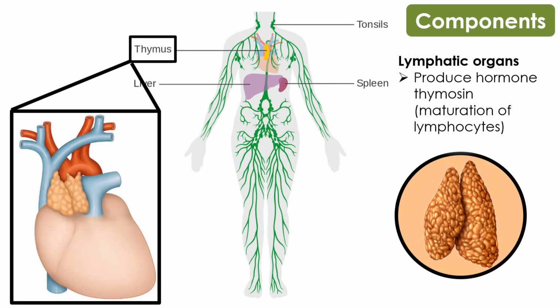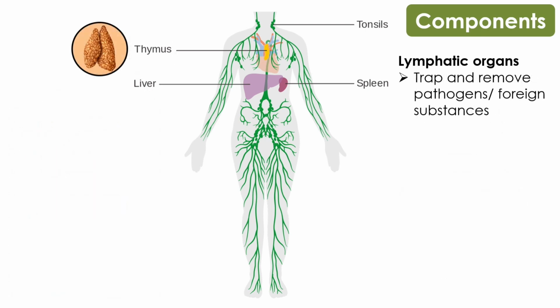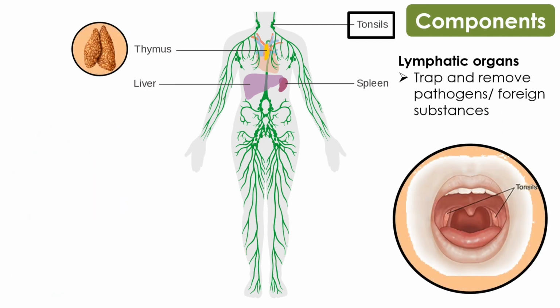The first organ is the thymus, which can be found close to the heart. The main function of the thymus is to produce the hormone thymosin, which is involved in the maturation of lymphocytes. The second lymphatic organ is the tonsils, which can be found at the back of our throat close to the pharynx. Tonsils function to trap and remove pathogens or foreign substances to prevent infection.